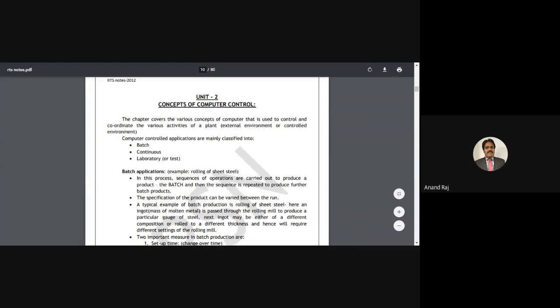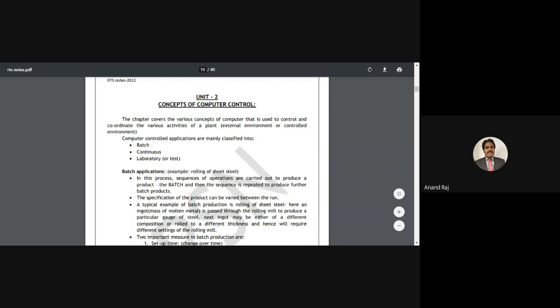In this chapter, the learning objectives are to understand and classify real-time systems into two main applications. One is your control application, that is, the computer can be used for controlling plants. Plants means the factories or the industries. The main objective of this chapter is what are the various things required for designing a computer control system. So this chapter will enlighten us with the concepts of computer control.